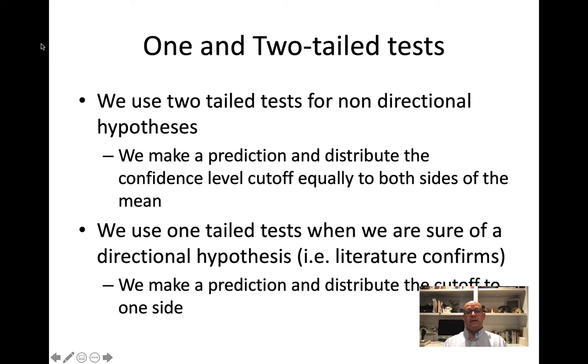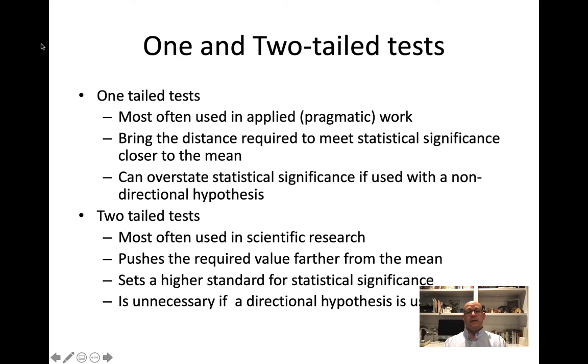So here it is. One-tailed tests are most often used in applied or pragmatic, practical work. They bring the distance required to meet statistical significance closer to the mean. In other words, they make it easier to reject the null hypothesis and support a research hypothesis. But they can also overstate statistical significance when used with a non-directional hypothesis.